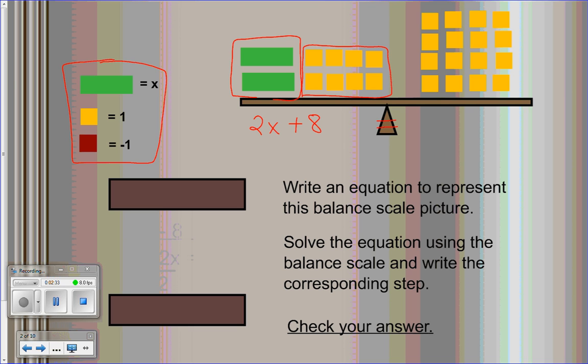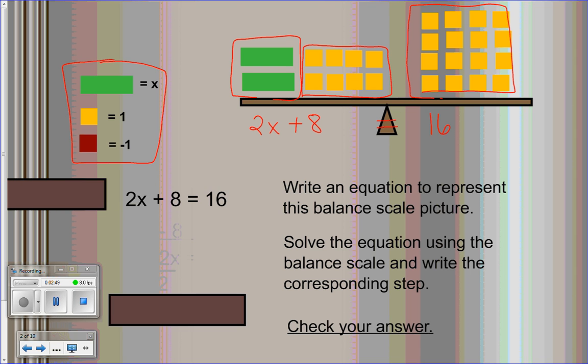And then we check for the right side of the equation. And we count up how many 1 units we have, and we have 16. So your equation should be 2x + 8 = 16. So now we need to solve that equation.